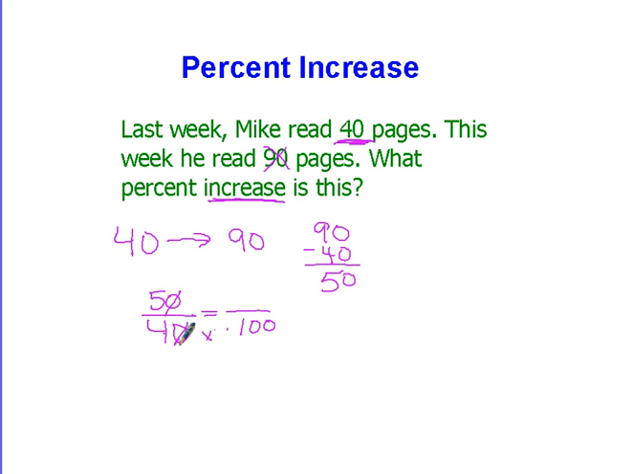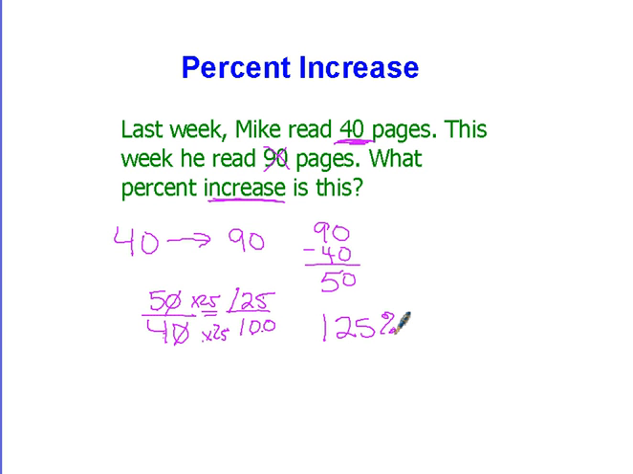I can get rid of a 0 on each of these because I'm really dividing by 10. 50 divided by 10 is 5. 40 divided by 10 is 4. Now I have 5/4. Well, 4 times what is 100? 4 times 25. 5 times 25 is equal to 125. 125 hundredths, percent always means out of 100, and so that means my answer is 125%.